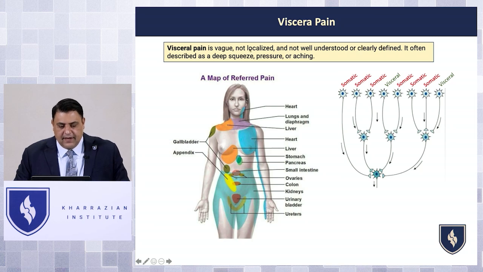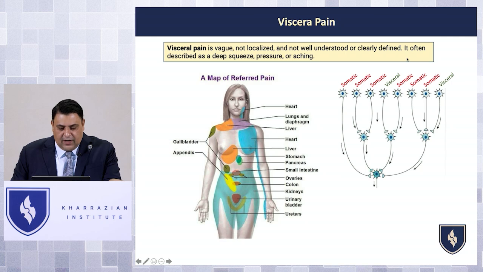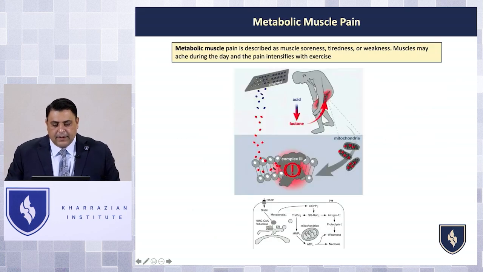So visceral pain is vague, not localized, not well understood, or clearly defined. It is often described as deep squeeze, pressure or aching. The deep pressure aching pain, jaw, arm pain, classical heart attack type symptoms. And that's, once again, there's more input coming in from the soma, muscles, joints, ligaments, than the viscera to the spinal cord. So when these areas all converge, the brain interprets the input as really coming from the soma instead of the viscera, and then you get these maps based on how these primary to secondary neurons converge on the spinal cord. And then you have metabolic muscle pain.